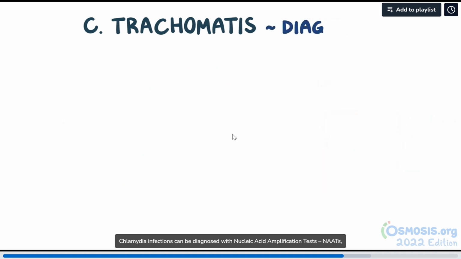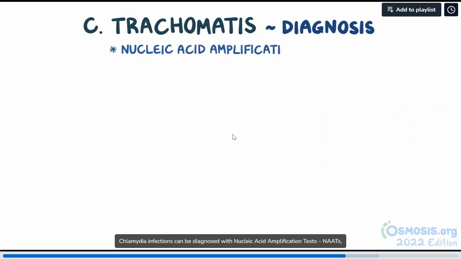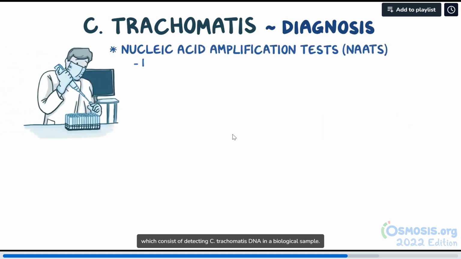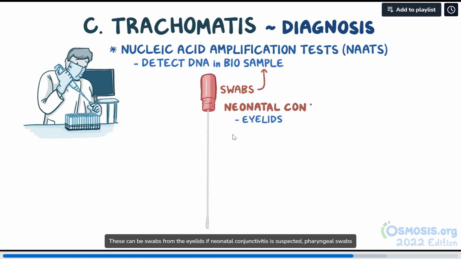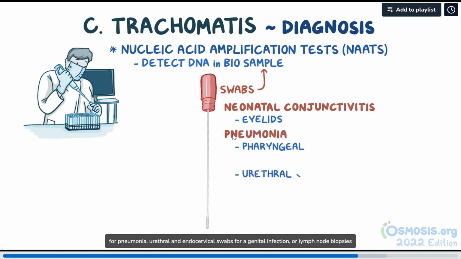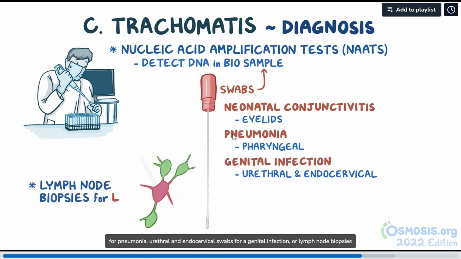Chlamydia infections can be diagnosed with nucleic acid amplification tests, NATs, which consist of detecting C. trachomatis DNA in a biological sample. These can be swabs from the eyelids if neonatal conjunctivitis is suspected, pharyngeal swabs for pneumonia, urethral and endocervical swabs for a genital infection, or lymph node biopsies for LGV.